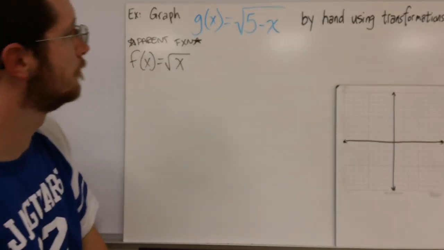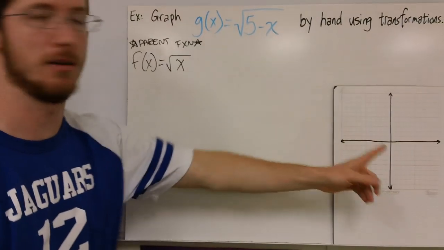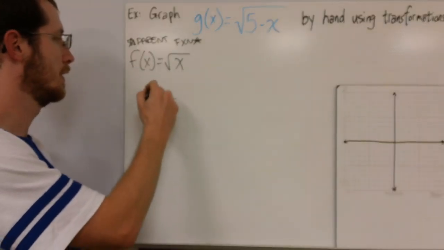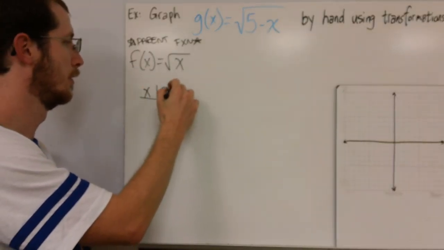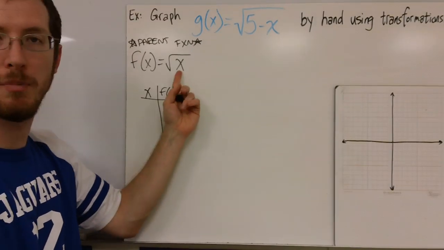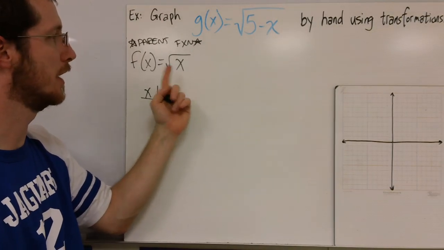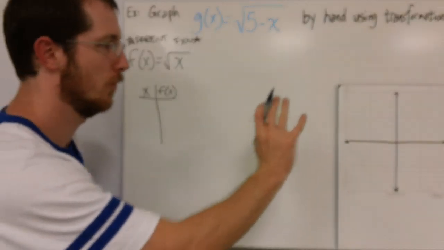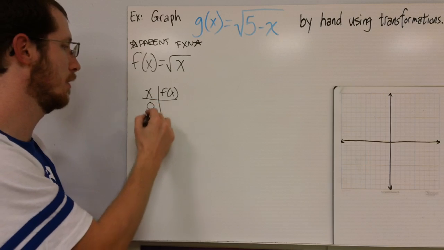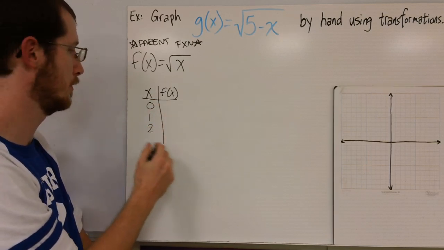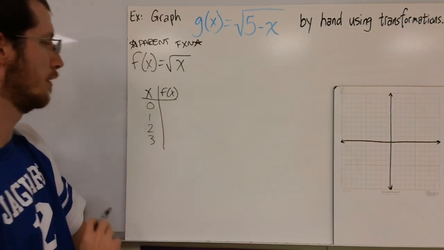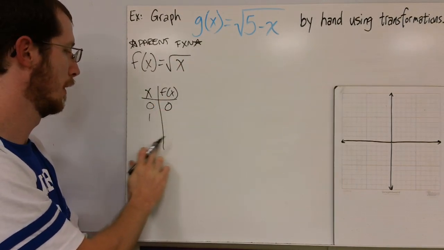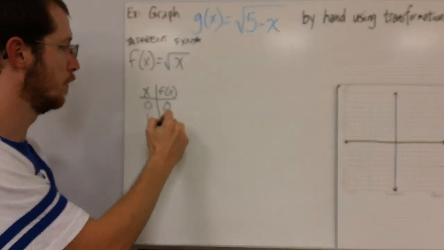Okay, so starting there, I want to start off by graphing that on my coordinate plane. I'm going to make a little table of values. Remember, we can't plug any negative numbers in here because we can't have negative numbers underneath the radical on our real number coordinate plane. So let's start at 0, maybe 0 through 3. Square root of 0 is 0. Square root of 1 is 1.